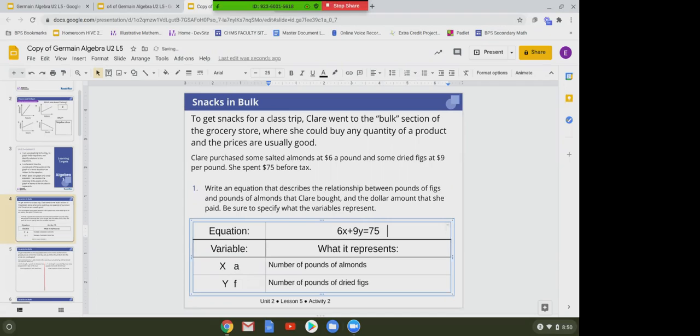Some other friends wrote it like this. What do we think about when we write it like this? 75 is equal to 6x plus 9y. What do we think about if we were to write it this second way here? Do we think that's correct? So give me a yes or a no. Do we think it's correct?